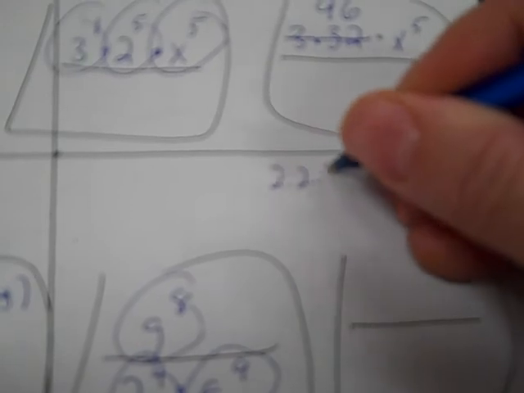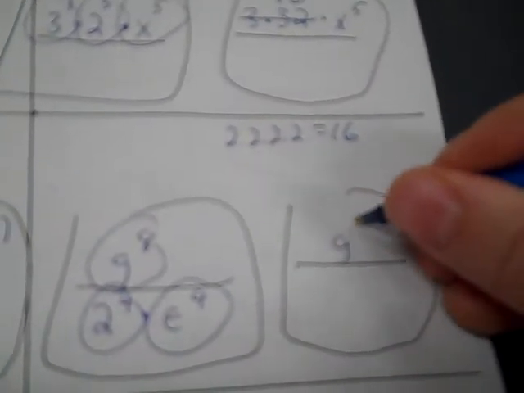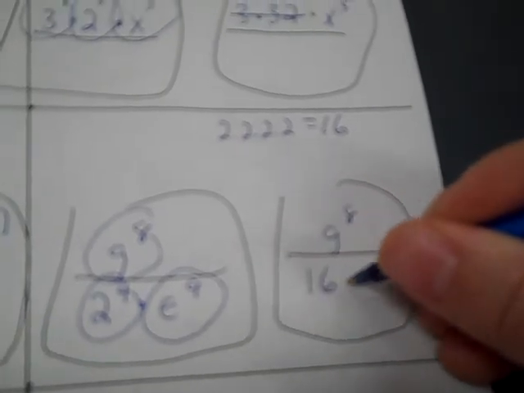Okay, 2 to the 4th needs to be cloned. 2 times 2 times 2 times 2 is 16. So I've got g to the 8th. And then on bottom, 16 times e to the 9th.